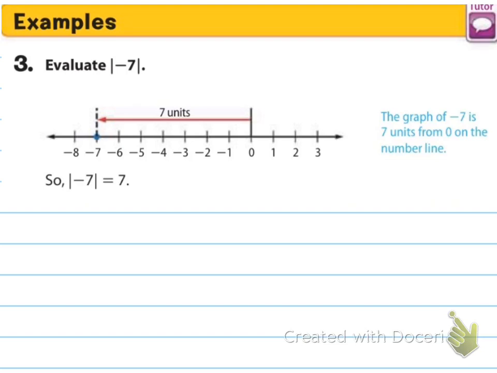Number 3 says evaluate the absolute value of negative 7. The absolute value of negative 7 is 7 units from 0. Therefore, the answer is 7.